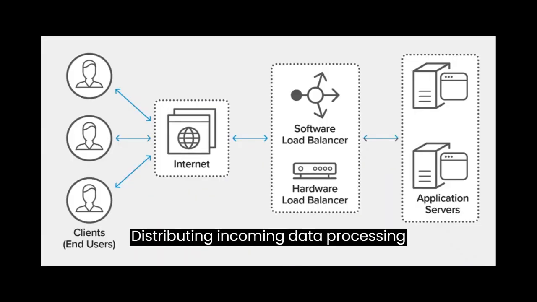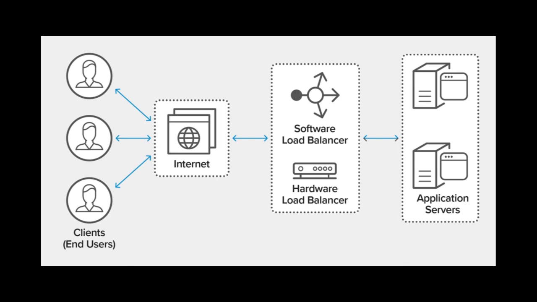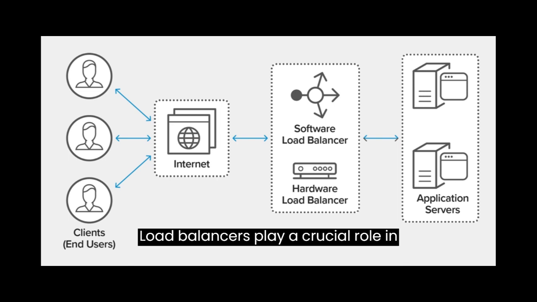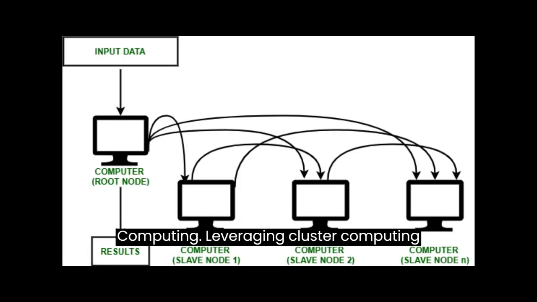Load balancing. Distributing incoming data processing requests evenly across multiple servers or nodes helps prevent bottlenecks and ensures efficient resource utilization. Load balancers play a crucial role in achieving this by directing traffic to the appropriate resources. Cluster computing. Leveraging cluster computing frameworks like Apache Hadoop and Apache Spark allows you to process large datasets in a distributed and parallelized manner. These frameworks are designed to scale horizontally, making them well-suited for big data processing tasks.